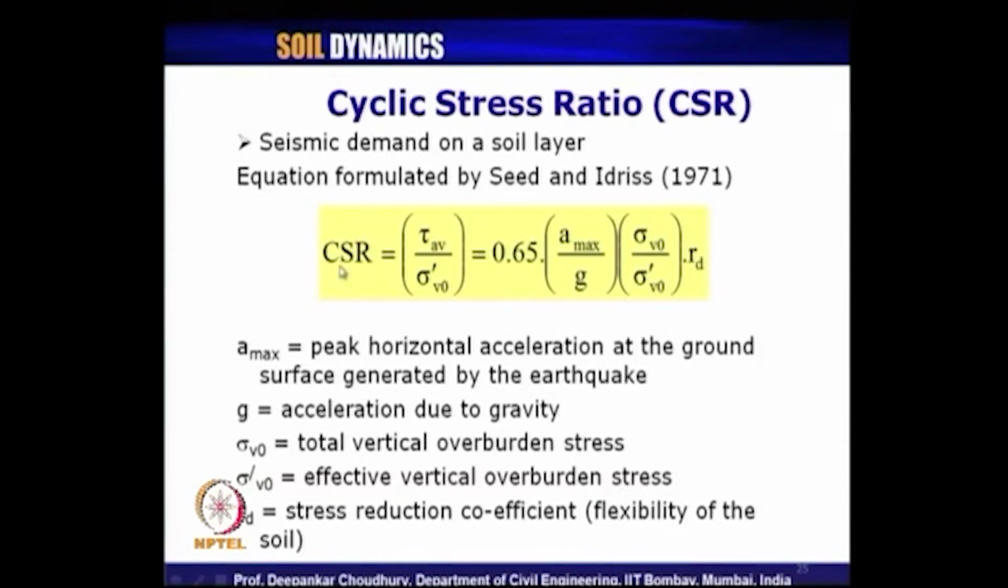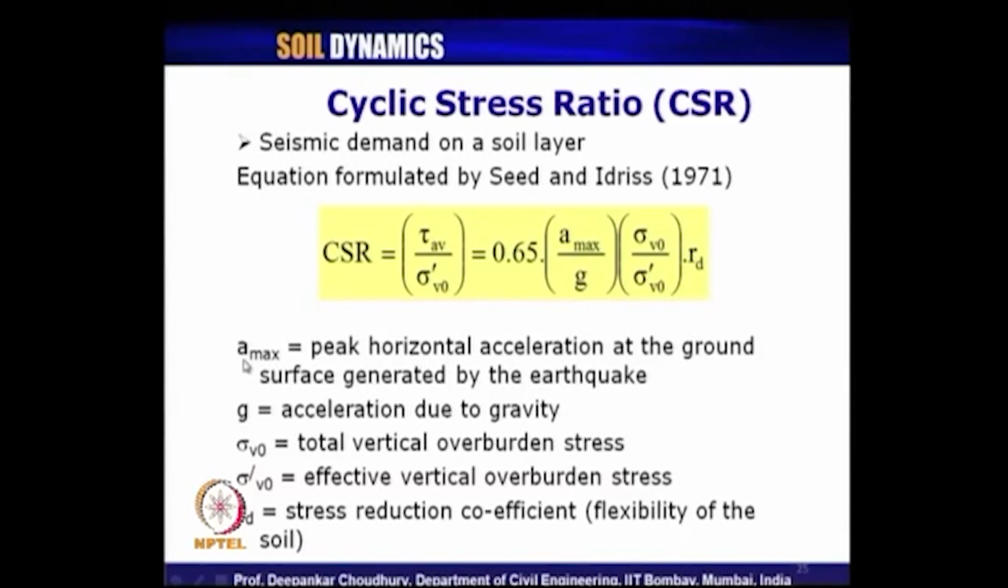So, CSR is nothing but how much average cyclic shear stress is getting developed divided by sigma V naught dash, which is expressed by Seed and Idriss by this equation. This equation is widely used. It is given by 0.65 times A max by g times sigma V naught by sigma V naught dash times R d. What do these different symbols indicate?